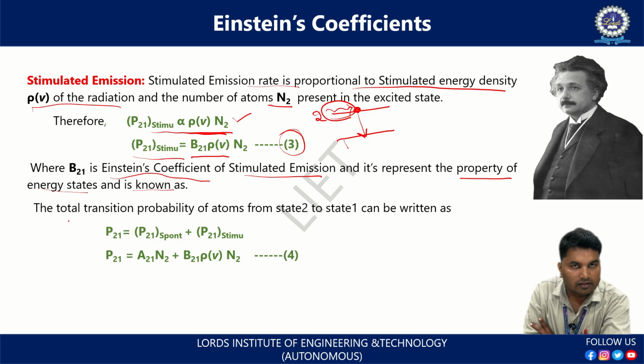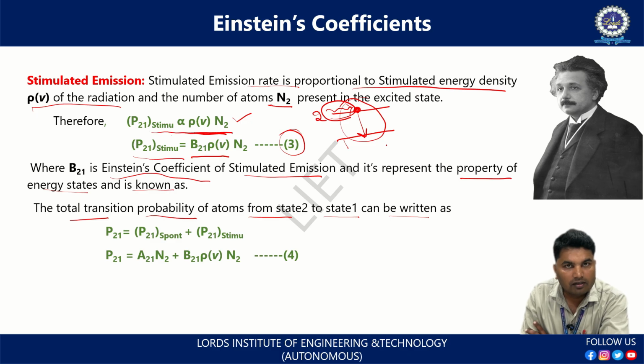The total transition probability of an atom from state 2 to state 1 can be written as, we are taking a case of stimulated emission and we are taking a case of spontaneous emission.